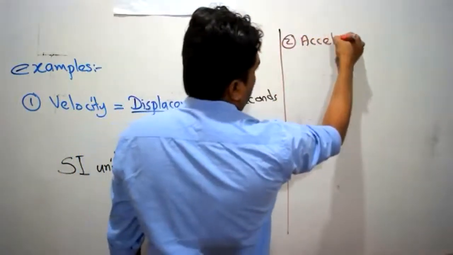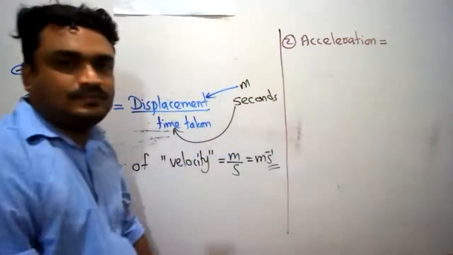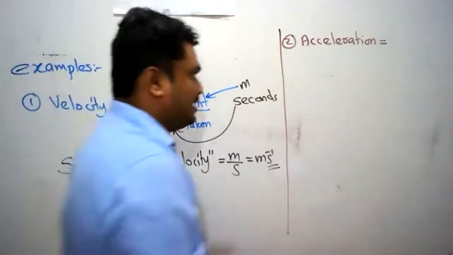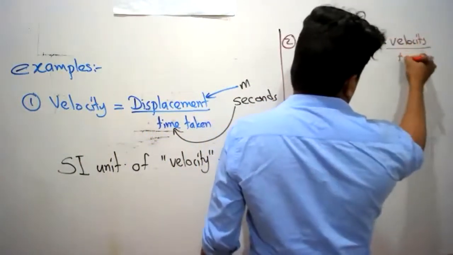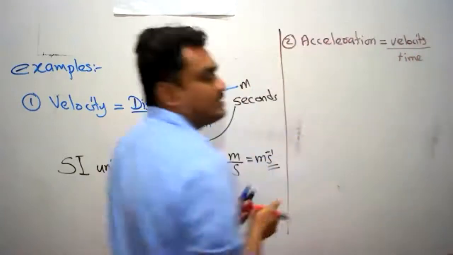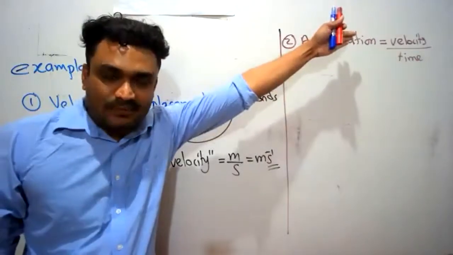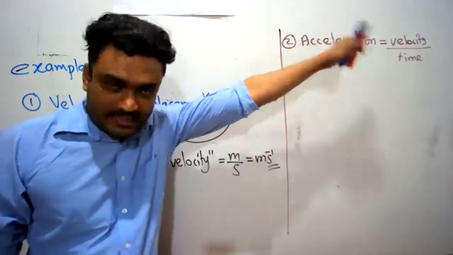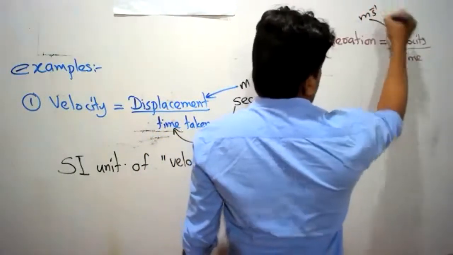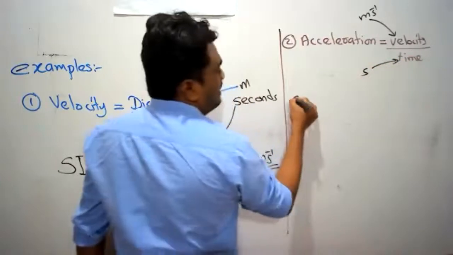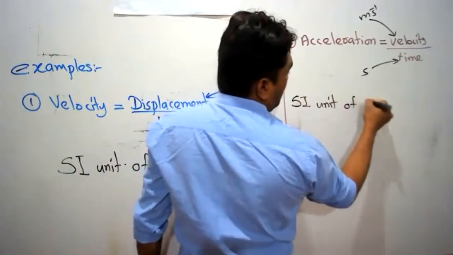Acceleration. What is the definition? What is the equation that we use to find acceleration? Lamai? Increase in velocity divided by time taken. We have learned acceleration. We have solved problems using acceleration. We know everything about acceleration. The unit of velocity is meter per second. Unit of time, seconds. Therefore, what should be the SI unit of acceleration here?